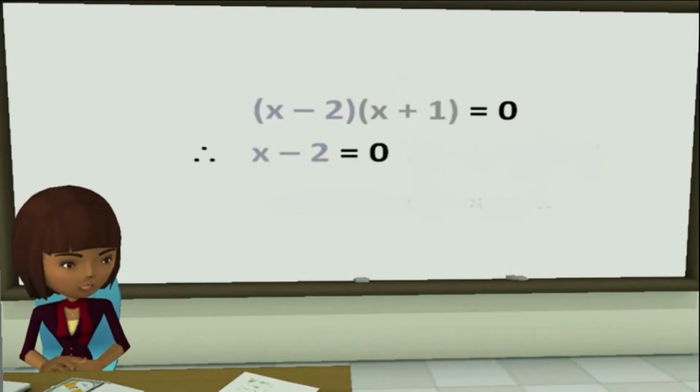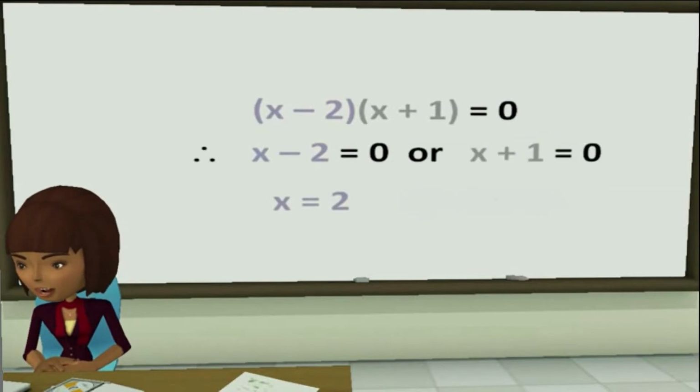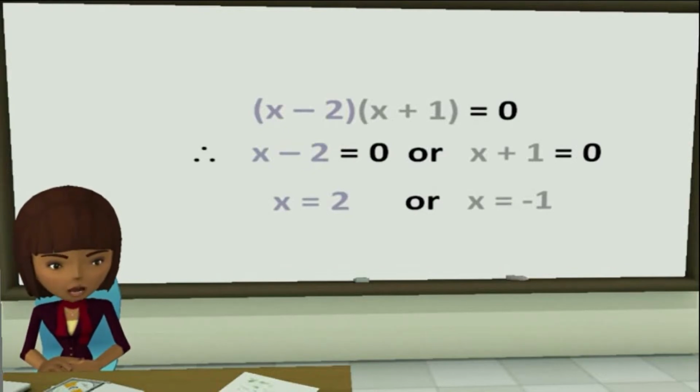2 equals 0, so x equals 2. Or x plus 1 equals 0, so x equals minus 1. Clearly, x can only be one value at a time. So if x is either of these values, 2 or minus 1, then the equation will hold true.